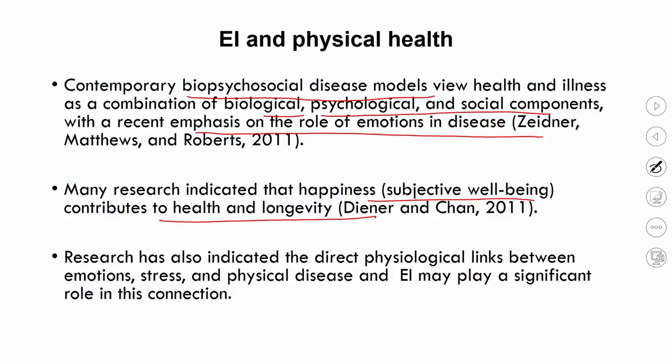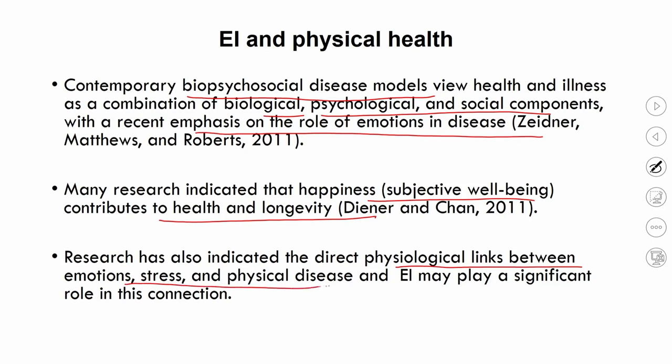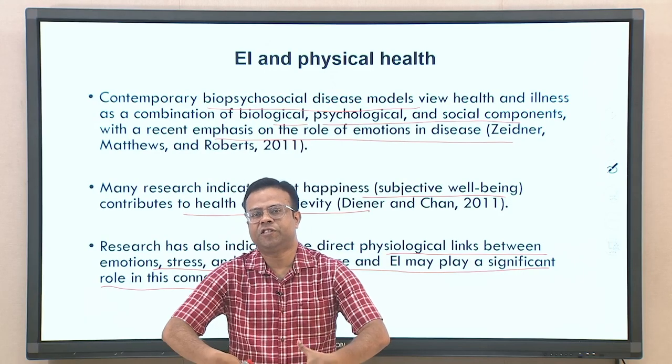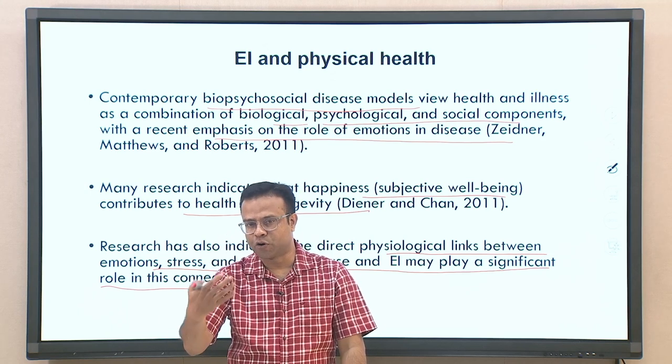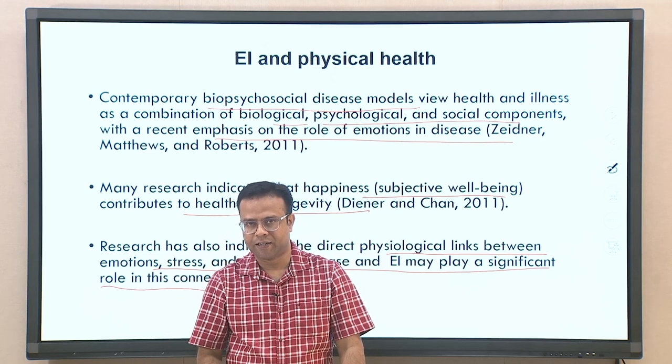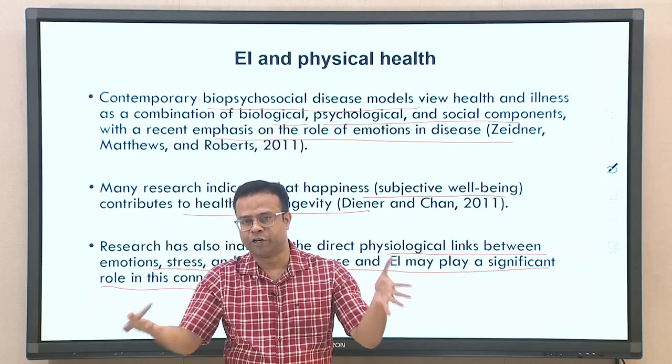The research has also indicated there is a direct physiological link between emotion, stress and physical diseases, and EI may play a significant role in this connection. So, the idea is that there is a physiological connection between emotion or distress, like stress and so on. Whenever we experience any emotions, particularly distressing emotions, like stressful situations or a lot of anger, this could directly influence the physiology of our body, including your brain and hormonal release, and can impact negatively and cause physical diseases. And emotional intelligence could be linked to these connections, in that it could moderate to what extent stress could lead to physical diseases and so on.